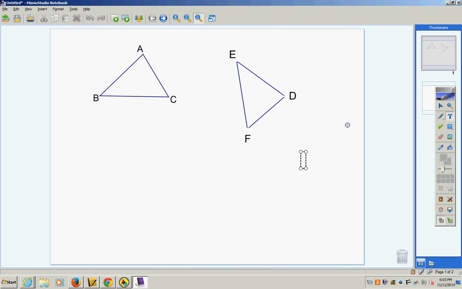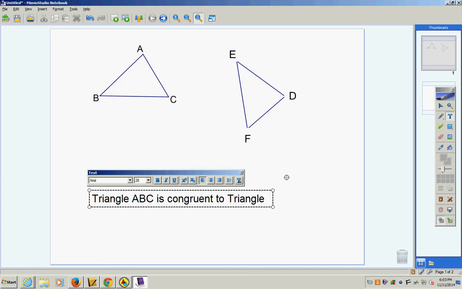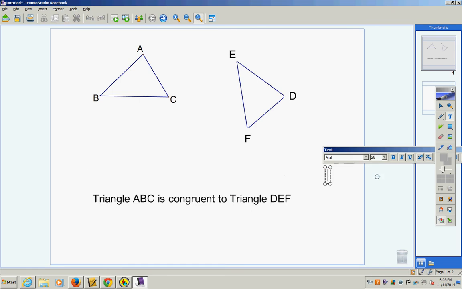Okay, so obviously you know that these two triangles are congruent. They're same angle measures, same size, because I copied. I took this one, ABC, copied over here, and D, E, F. So we could write a congruence statement. I could say triangle ABC is congruent to triangle DEF. Okay, but how do you show that that's congruent?